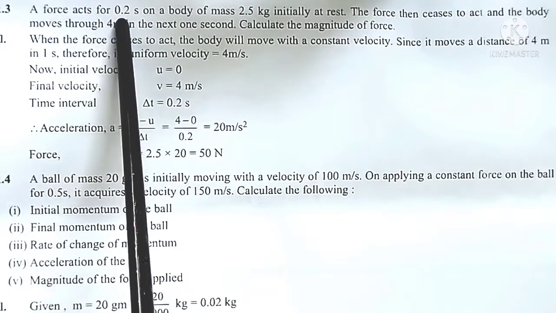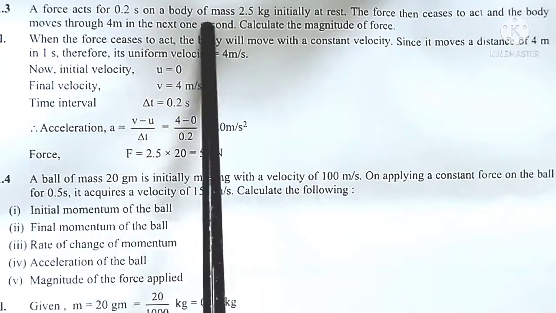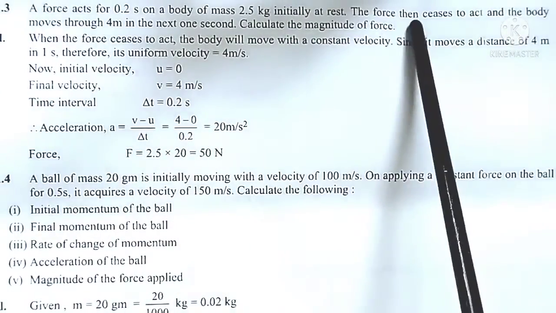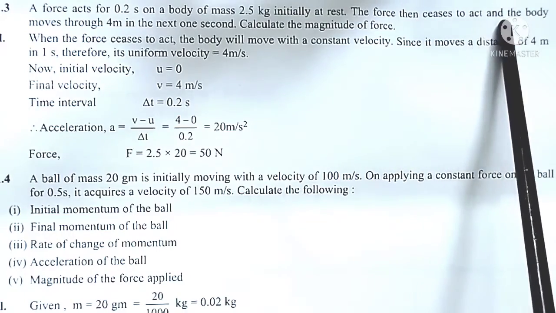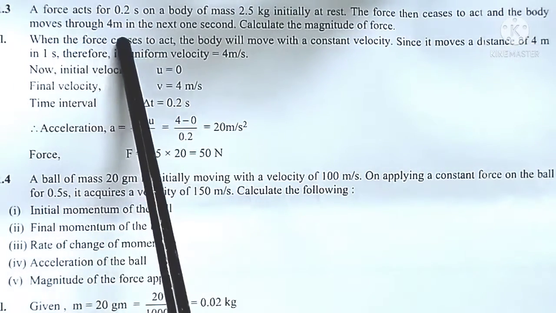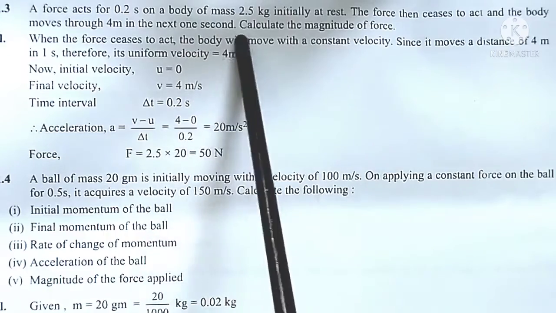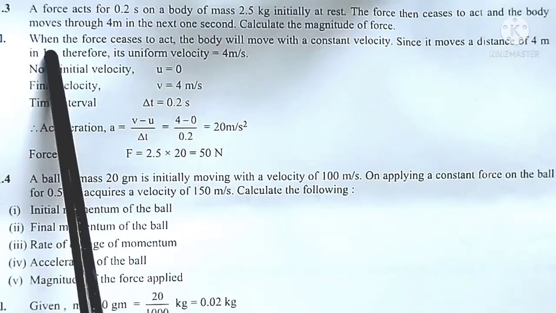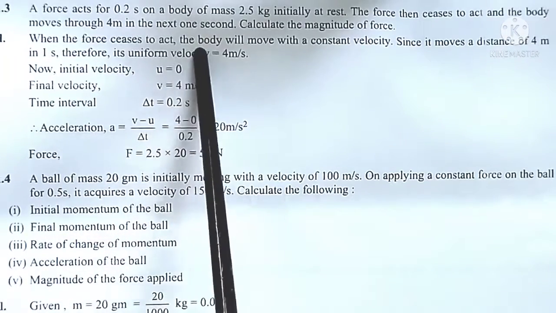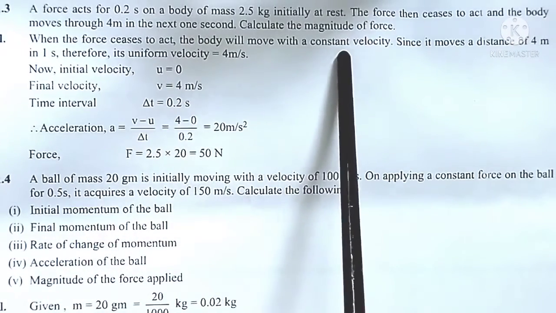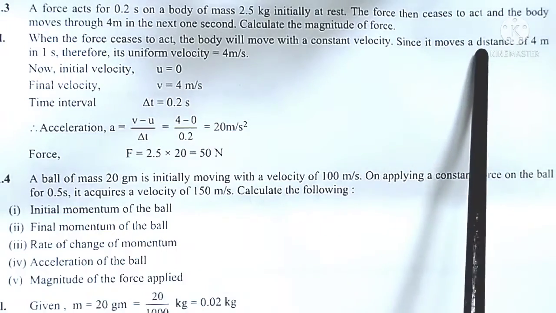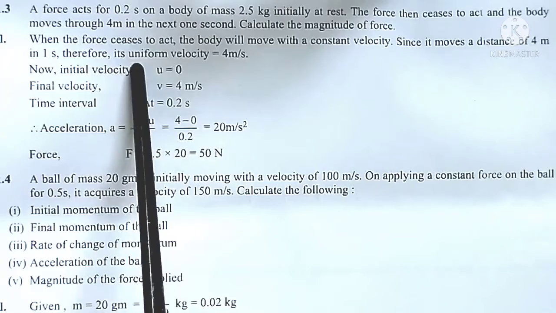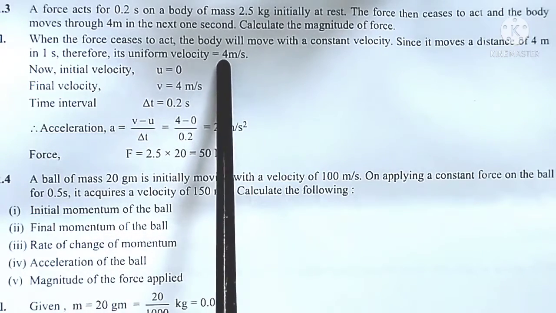A force acts for 0.2 second on a body of mass 2.5 kg initially at rest. The force then ceases to act and the body moves through 4 meter in the next 1 second. Calculate the magnitude of force. Solution. When the force ceases to act, the body will move with a constant velocity. Since it moves a distance of 4 meter in 1 second, therefore its uniform velocity is equal to 4 meter per second.